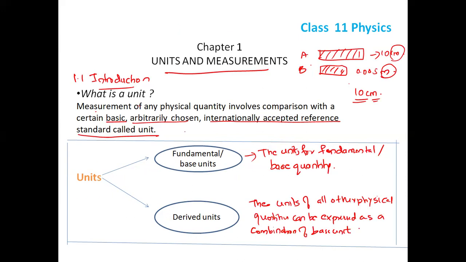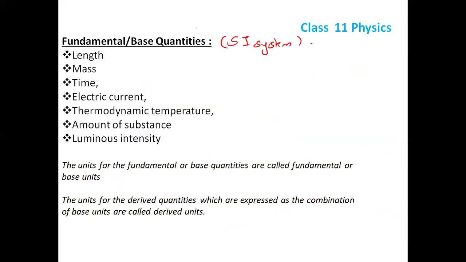These units are of two types, fundamental or base units and derived units, and together they are known as the system of units. System of units means that all these units, fundamental or base units and derived units, are together called the system of units. And the presently accepted standard for measuring physical quantities is the SI system.